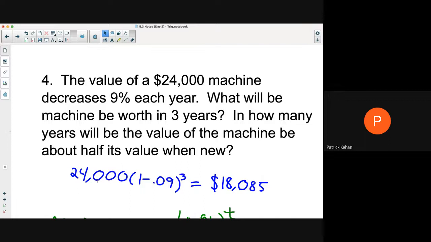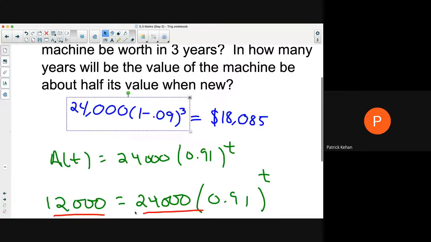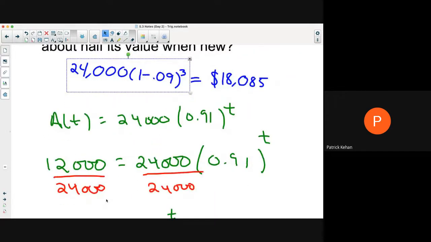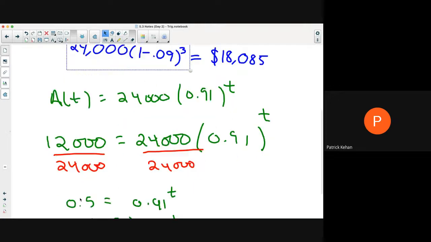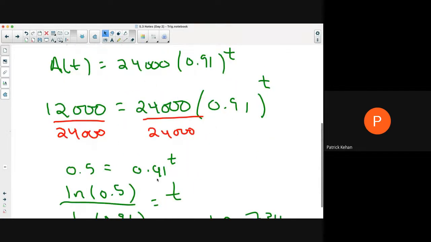Pretty simple. Make sure you document this line here in your work. And then for the half the value, right? Half of $24,000 is $12,000. So we're going to set our equation equal to $12,000, and we're going to isolate the exponential factor here, 0.91 to the t. So divide both sides by 24,000. This side is always going to end up producing 1/2, or 0.5 equals 0.91 to the t.